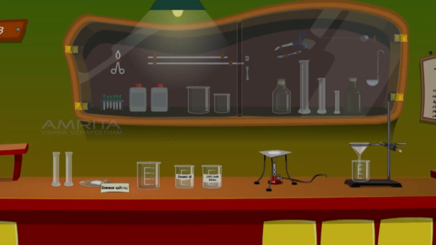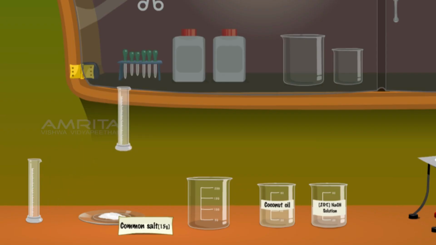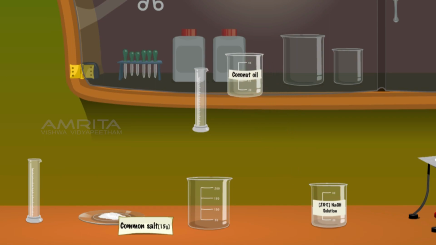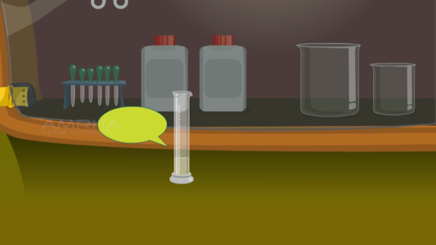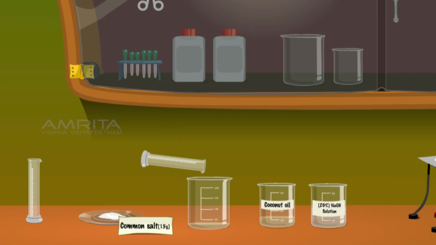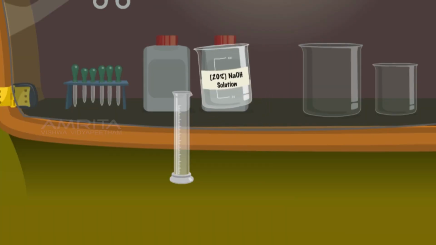Saponification, the process of making soap. First, we need a measuring cylinder, 15 gram of common salt, glass beaker, coconut oil, 20% sodium hydroxide solution, Bunsen burner and filter funnel. Measure 25 ml of coconut oil into a measuring cylinder. Pour the oil into the glass beaker. Take another measuring cylinder and measure 30 ml of 20% sodium hydroxide solution. Pour it into the glass beaker containing coconut oil.